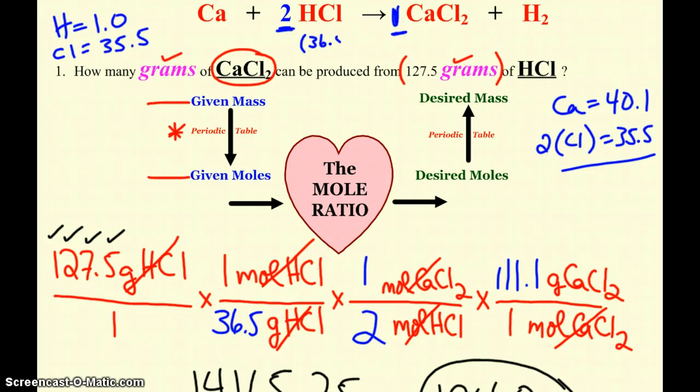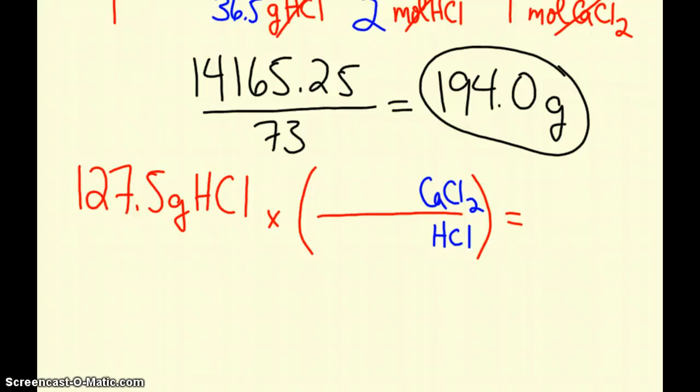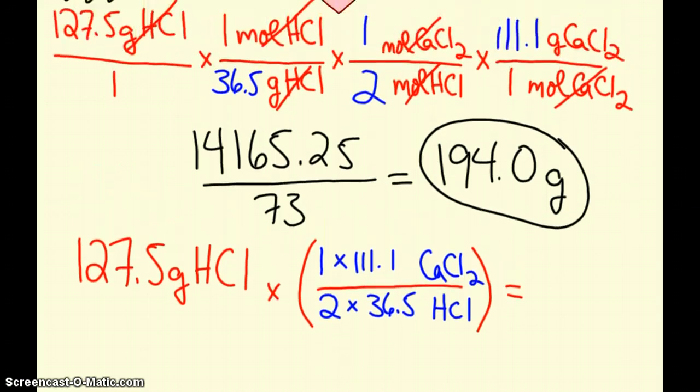HCl we figured out was 36.5 on the periodic table. I've got 1 in front of calcium chloride, which we figured out is 111.1. So I just plug that information into my big ratio down here. So for hydrochloric acid, 2 times 36.5, and calcium chloride is 1 times 111.1. Essentially, I just smashed the long one down. I still have my mole ratio, and I'm just comparing the molar masses of those 2 substances in the same positions mathematically.